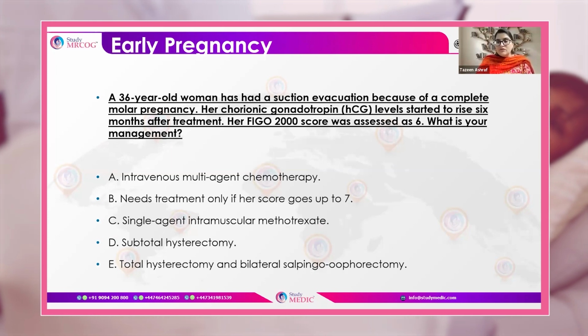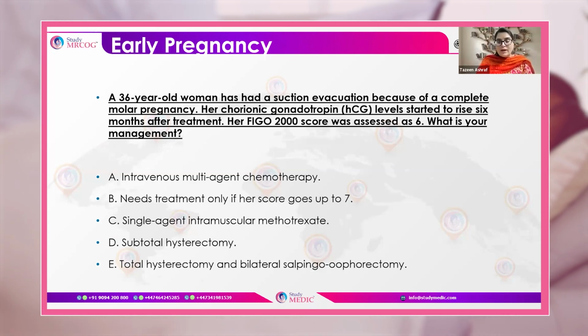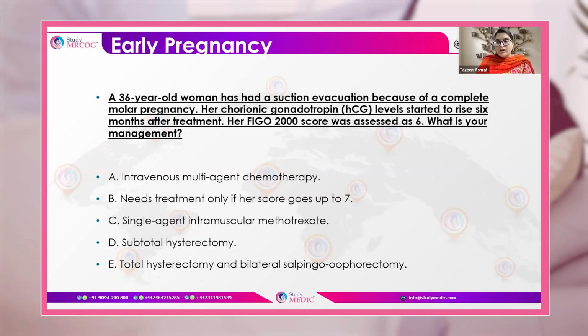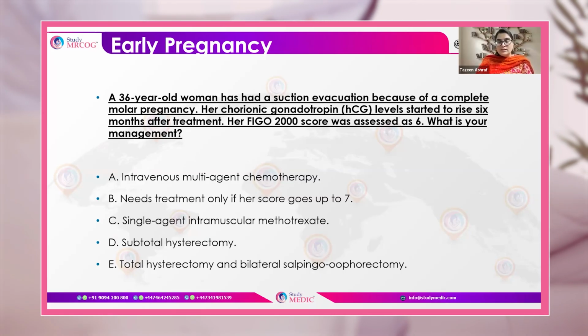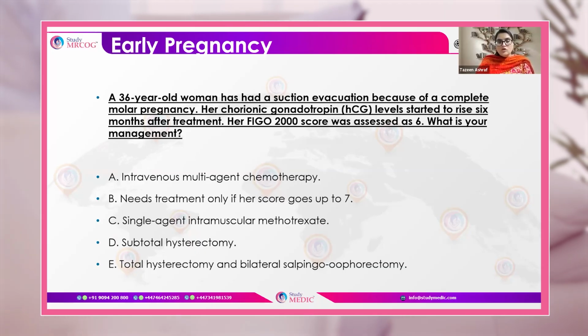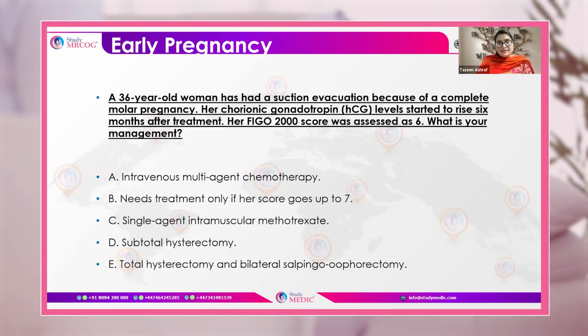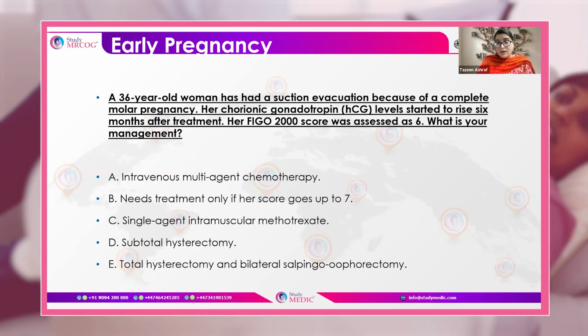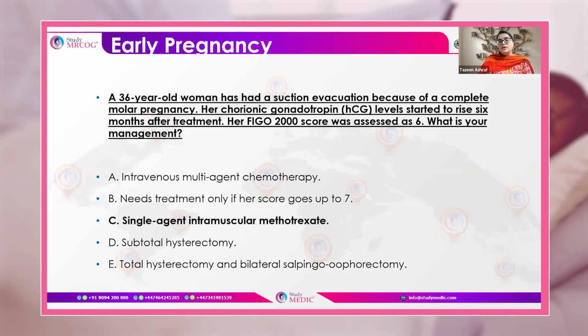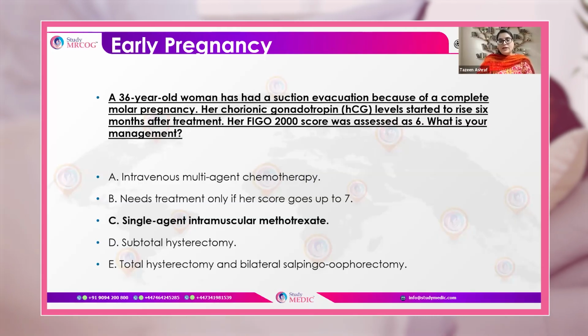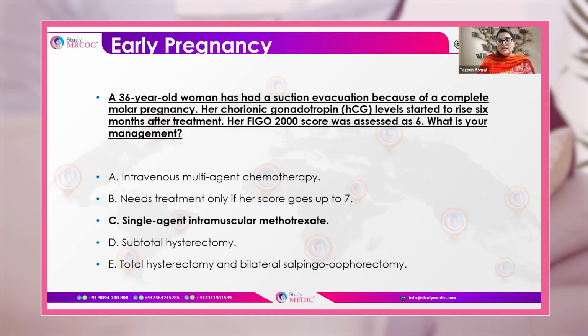A 36-year-old woman had suction evacuation because of a complete molar pregnancy. Her chorionic gonadotrophin levels started to rise 6 months after the treatment. FIGO score was 6. What is your management? If FIGO score is less than 6, we are going for single agent chemotherapy. More than 6, we are going for multi-agent chemotherapy. So here the answer would be single agent intramuscular methotrexate as the score is 6.